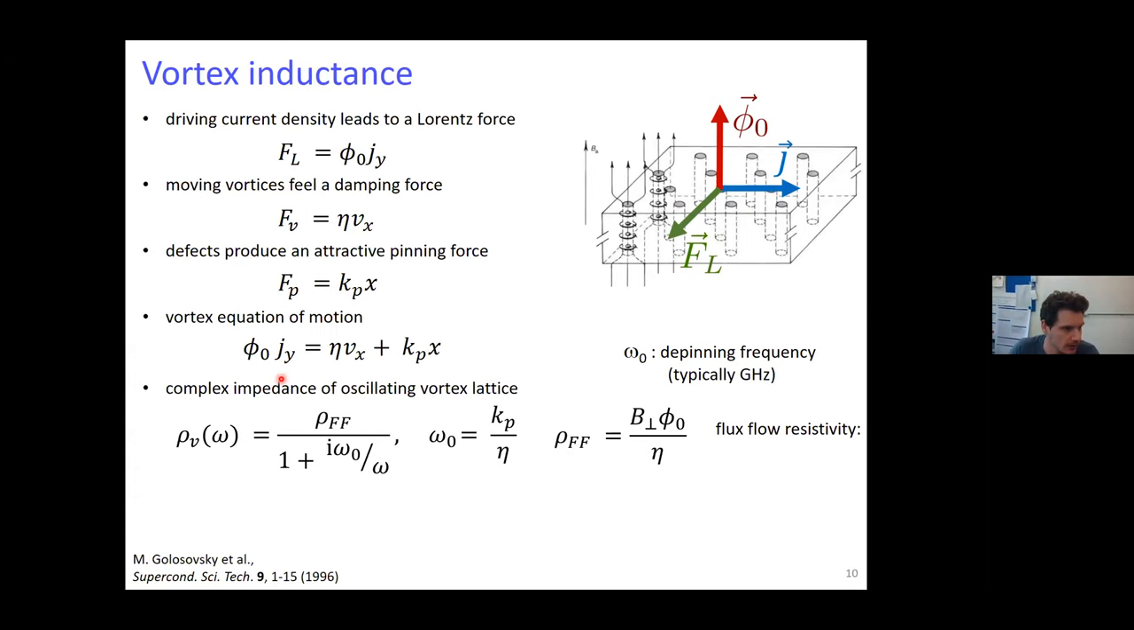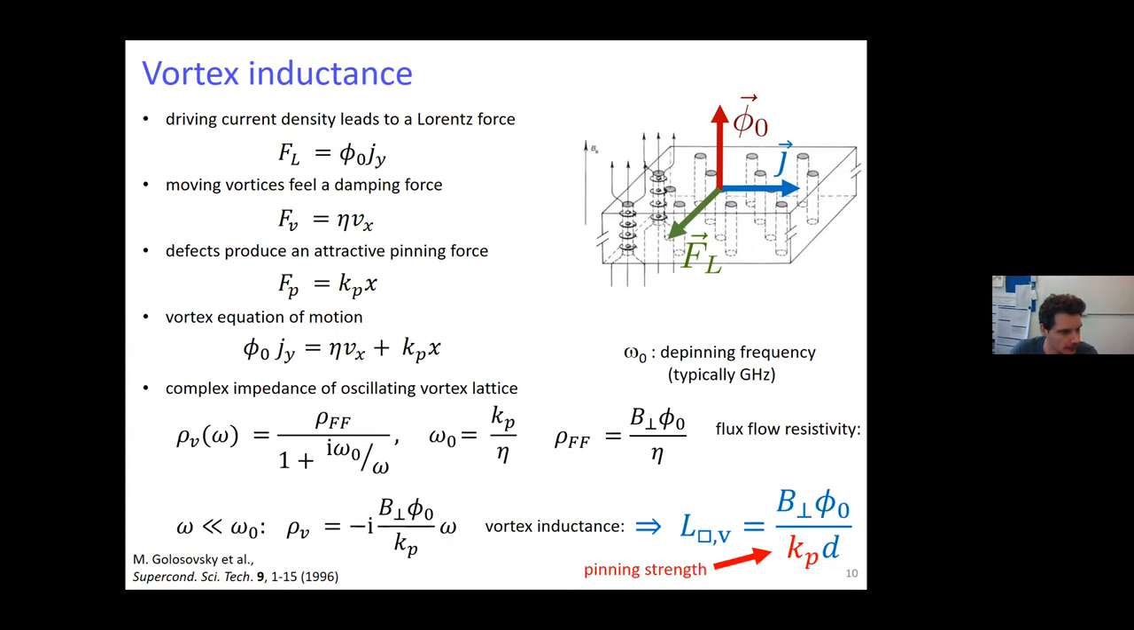With these, we can write the vortex equation of motion with the definition of this characteristic depinning frequency, which is typically in the gigahertz regime, and the flux flow resistivity. We can solve the equation and calculate the frequency-dependent impedance of this oscillating vortex lattice. As we are operating in the low megahertz regime, we can take the low frequency limit and get the vortex impedance. And we see that this is purely imaginary. So we can define the vortex inductance per square, which is proportional to the perpendicular field, because with this, we simply tune the number of vortices in the system. And it's inversely proportional to this factor Kp, which is the effective pinning strength.